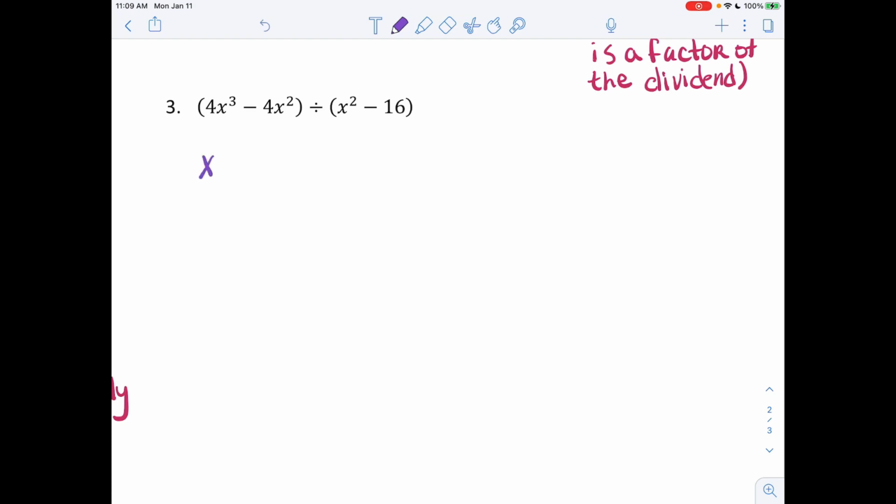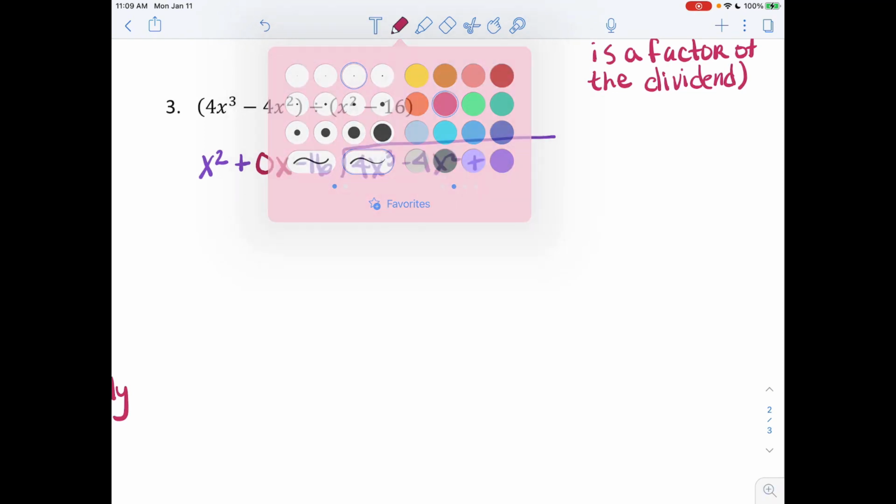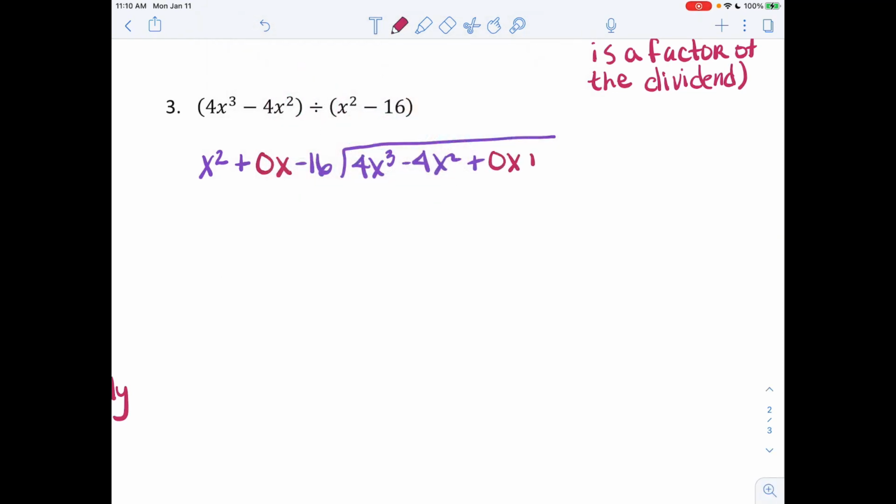So I'm going to start off with my divisor, x squared plus 0x. It's very important that you put that in. And then minus 16. In addition to that, we're going to write our dividend, 4x to the third minus 4x squared. And then, as I mentioned, we have to have a placeholder for the x term and for the constant. Remember that everything has to align vertically, and if we don't have these terms in here, then it doesn't work. All right, so let's go ahead and start dividing.